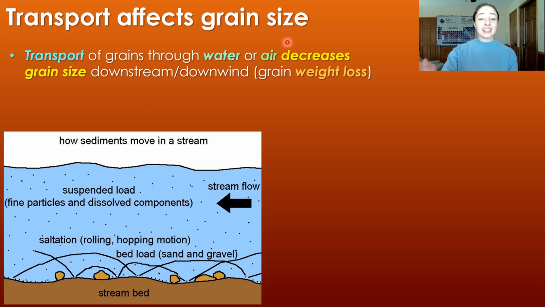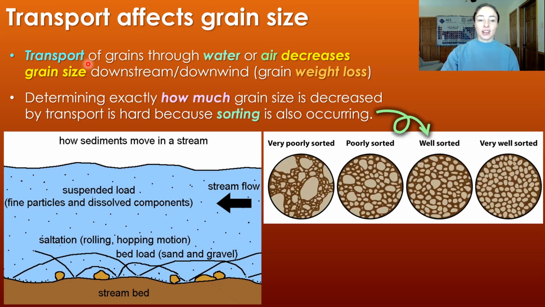But regardless, it's unfortunately not so simple that we can just say grain size reduces downstream with increased transport. Unfortunately, exactly how much grain size is decreased during these processes is hard to determine because sorting of grains is also occurring. You might have seen my previous depositional system videos where I've talked about transport of grains through water or air through different transport processes, like coarse grains rolling on the bottom sediment or ground rather than fine grains being suspended in the air or water and transported that way.